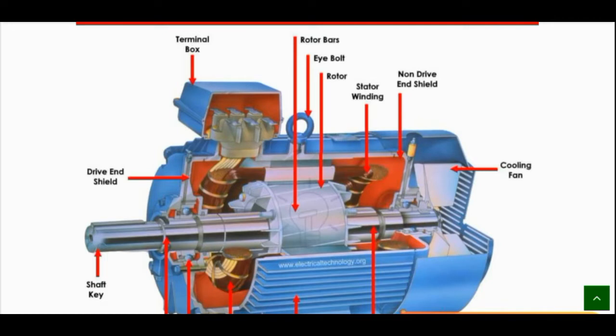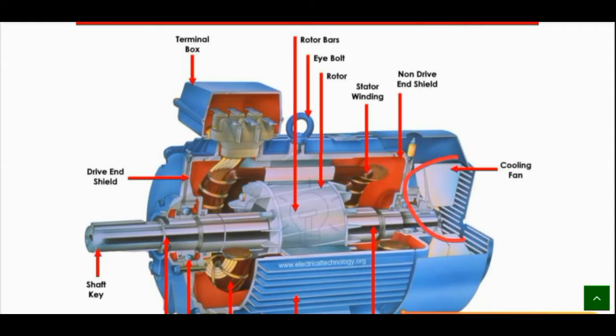Here, have a look. This is the terminal box, and this is our rotor bars, and this is the eye bolt from where the motor can be lifted up or placed. Here is the rotor and this is the stator winding. The stator means stationary winding, which cannot move. And here is the non-drive shield. This red color is the non-drive shield.